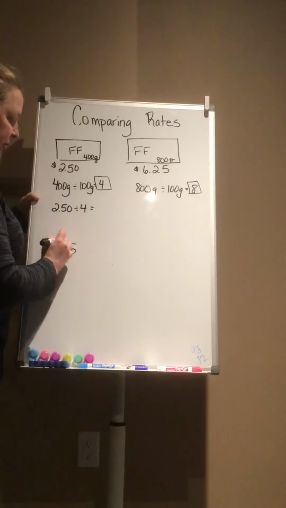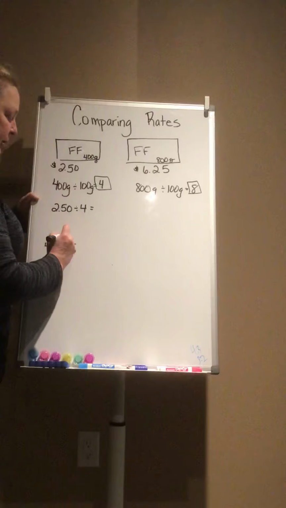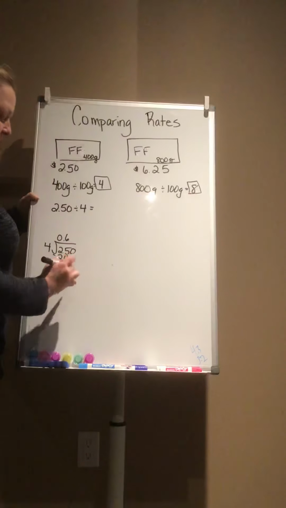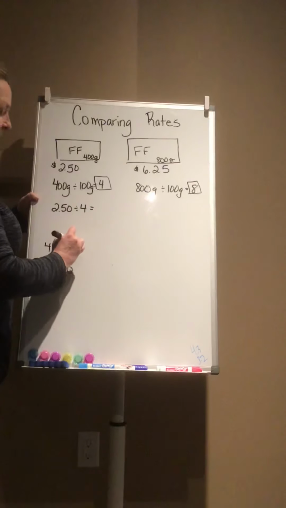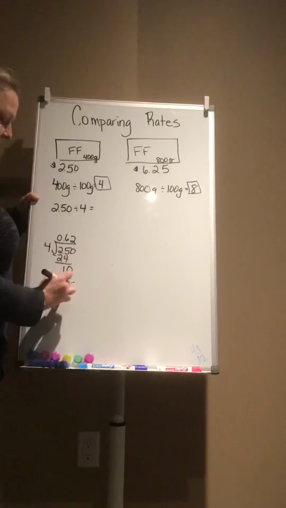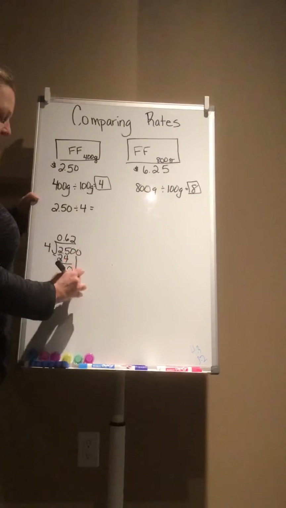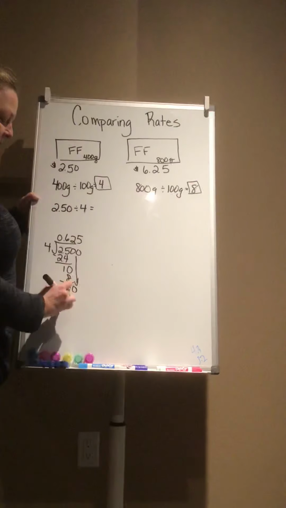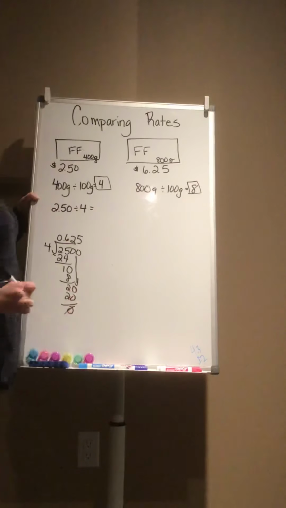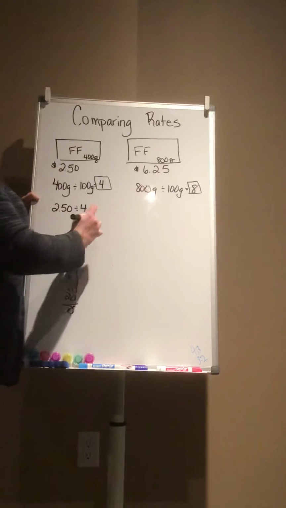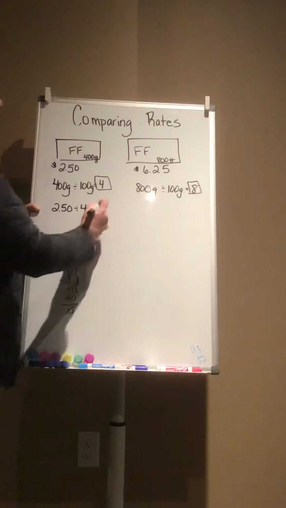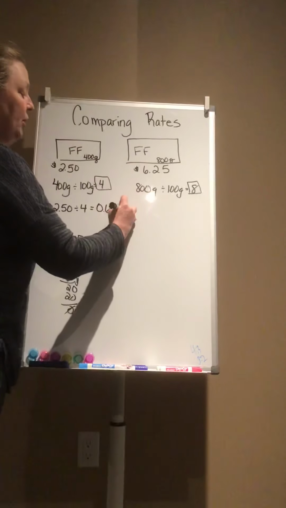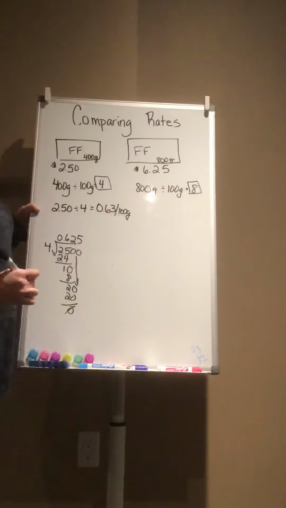4 does not go into 2. 4 goes into 25 6 times. I subtract 0. 4 goes into 10 2 times, which is 8. And I'm going to do one more. Again, I like to round this number. And 4 goes into 25 times. And look, we have no remainder. Hooray. So we have a price of 63 cents per 100 grams of French fries.